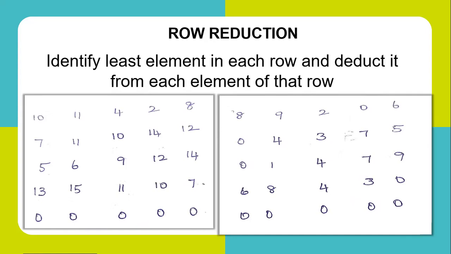Similarly, in the second row, the least cost element is 7. So we deduct 7 from each element of the row: 7 minus 7, 11 minus 7, 10 minus 7, 14 minus 7, and 12 minus 7. So this is the second row value.